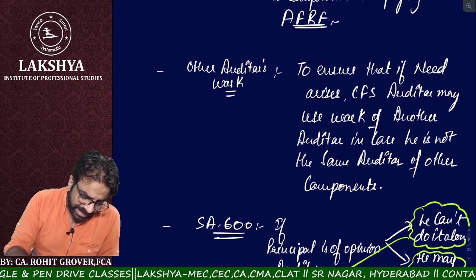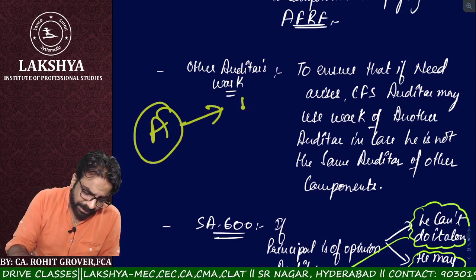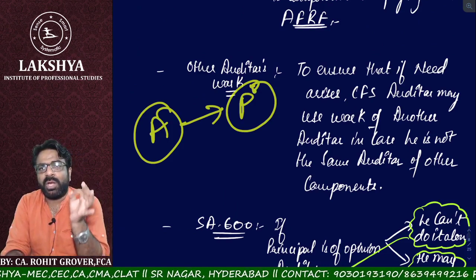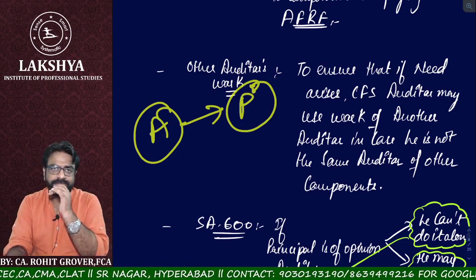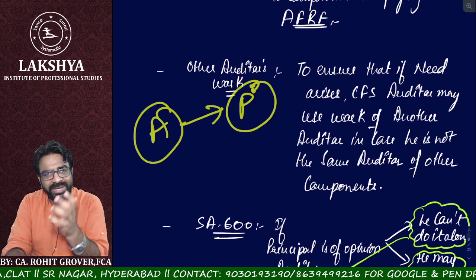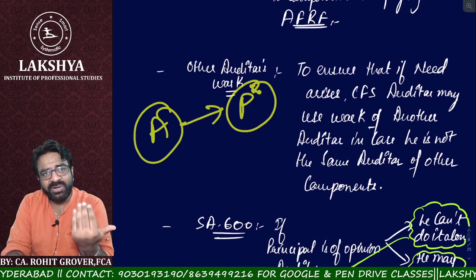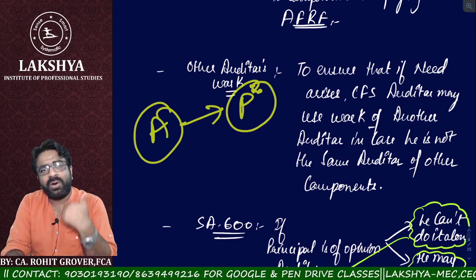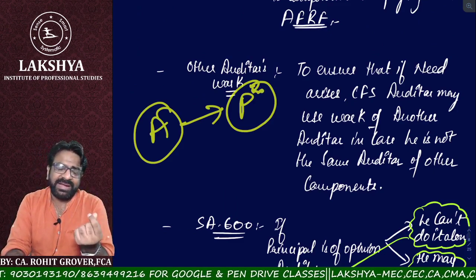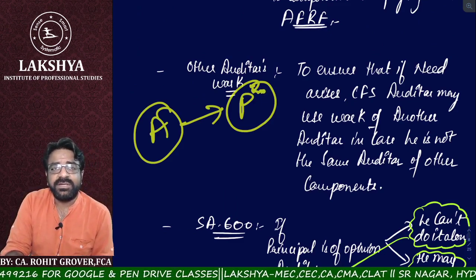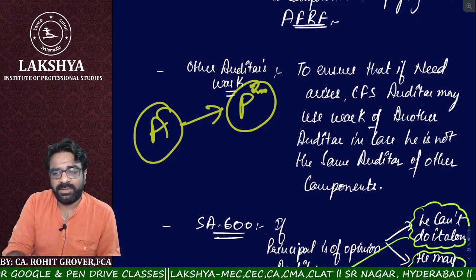If the auditor of the parent company thinks that he can do the audit on his own, he does not need to use the work of another auditor, meaning a subsidiary auditor or joint venture auditor or the associate auditor, then in that case, he will not make use of SA 600. Sir, what is 600? Using the work of another auditor.